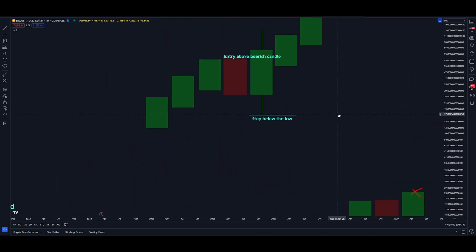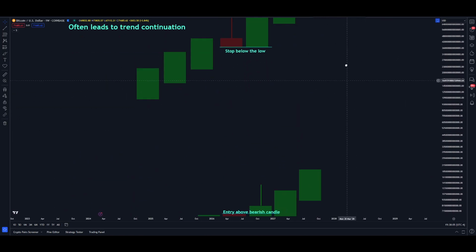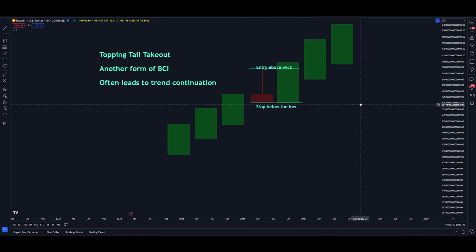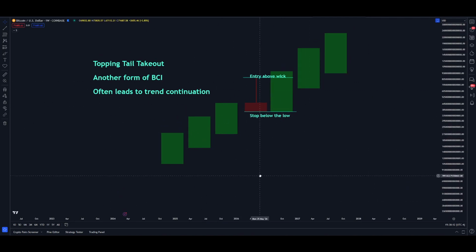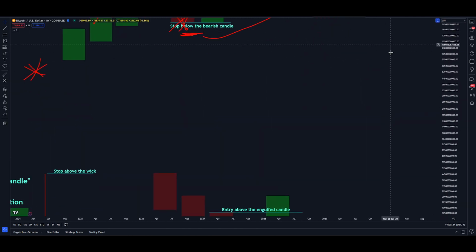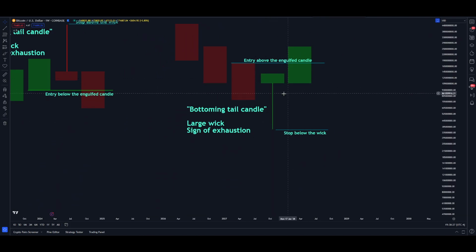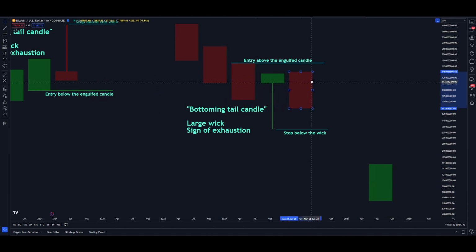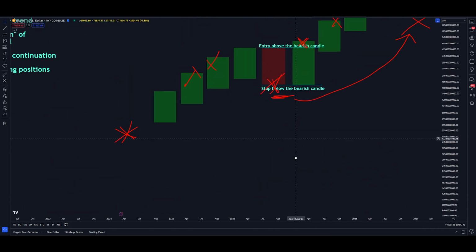Oh, I have one more up here. Oh, no, this is just the example of the wick on the BCI. But I do have one more, which is, again, just another form of the BCI, which often leads to trend continuation, which is a topping tail takeout. Again, there's an exact reversal of this in a downtrend called the bottoming tail takeout, which would look something like closing below this candle. Let's say instead of this, we had something like this. That would be a bottoming tail takeout, okay?